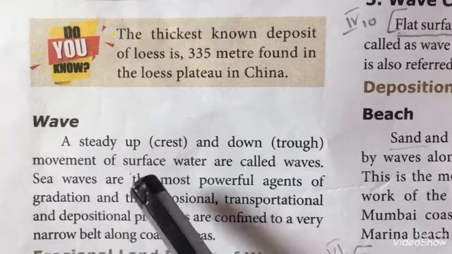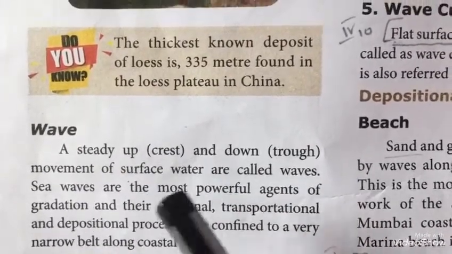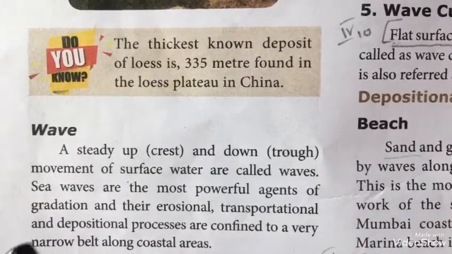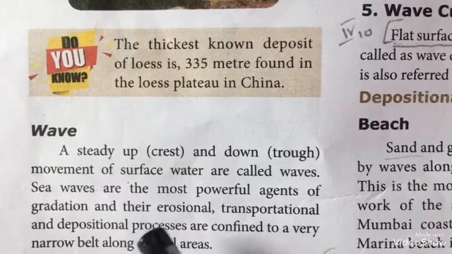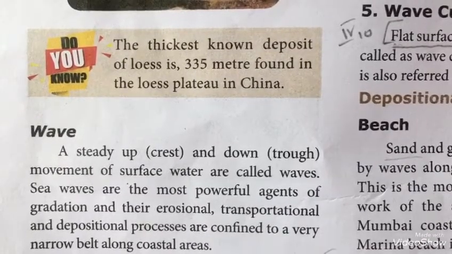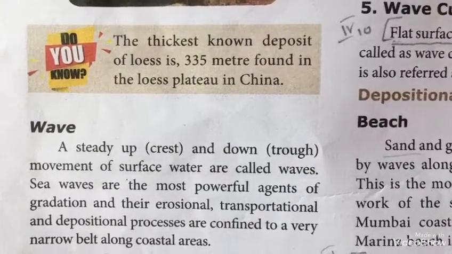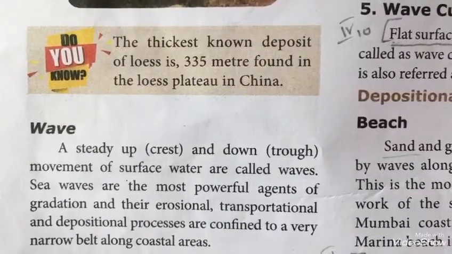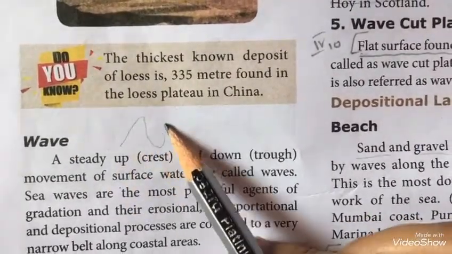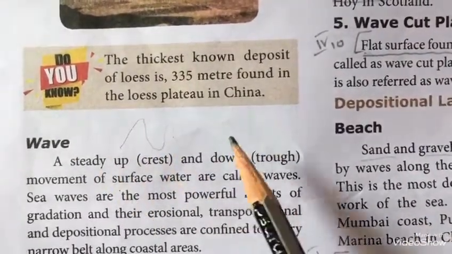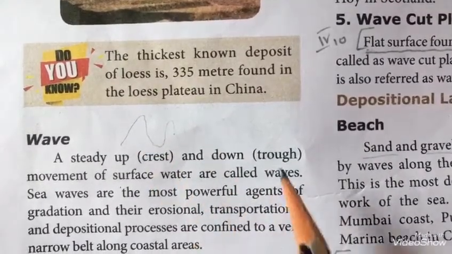Wave. A steady up crest and down through movement of surface water are called waves. Sea waves are the most powerful agents of gradation, and their erosional, transportational and depositional processes are confined to a very narrow belt along coastal areas. So sea waves are the up and down movement of water known as waves. So the sea waves are most powerful agents.